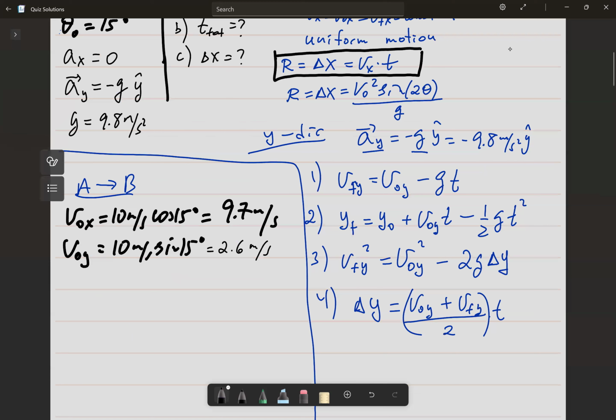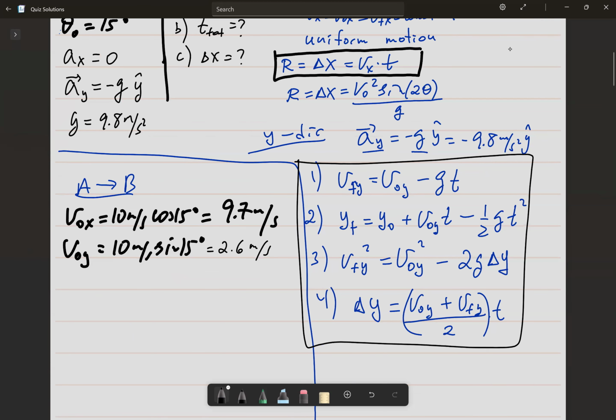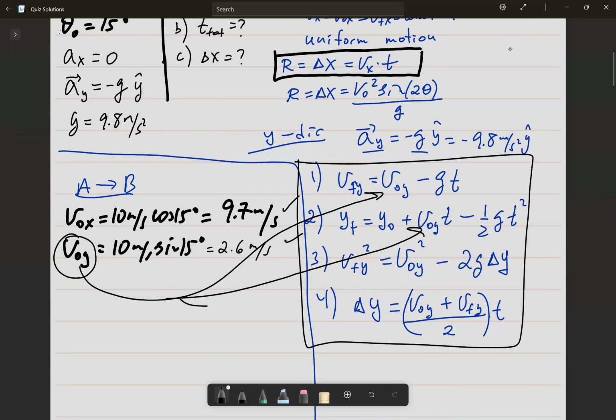Now I need to calculate those initial velocities because, if I look at these equations for the y direction, I don't have the initial velocity or the launch angle. All of those are given in terms of components: v initial y, v final y, and y final. That means I need to find these two. This will be the first step. And then this v initial in the y direction can be used right there, right here, and right there.